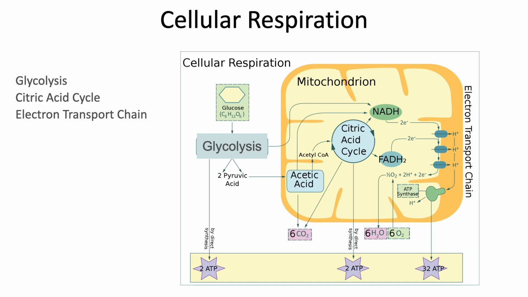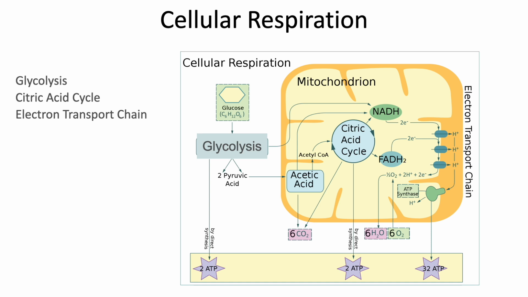Now, if oxygen is present, the product from glycolysis, pyruvic acid, can make its way into the mitochondria. Glycolysis happens in the cytosol. The rest of these different stages happen within the mitochondria. The pyruvic acid gets transported into the matrix of the mitochondria and then gets funneled into the citric acid cycle.